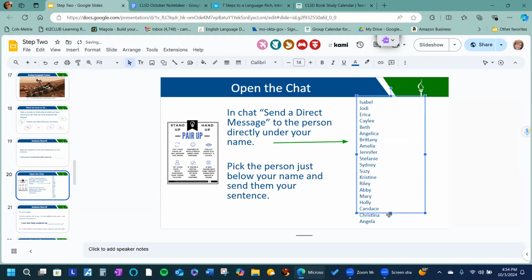All right. So write your sentence, then in chat, send a direct message to the person just below you and share your sentence. So if we were in a classroom, we would do a stand up, hand up, pair up, and the students would find another partner and orally share their sentence with each other. Okay. So after you've written your sentence, you're sharing. If we were in a classroom, they would orally share. And then we'll be ready for the next step.